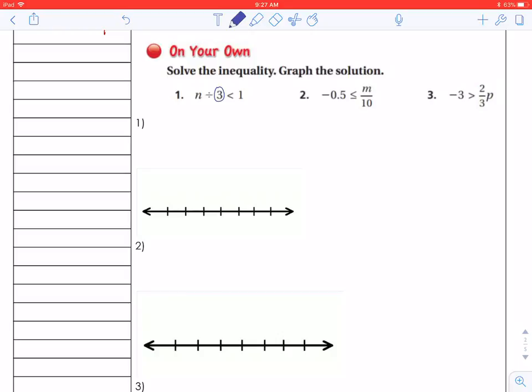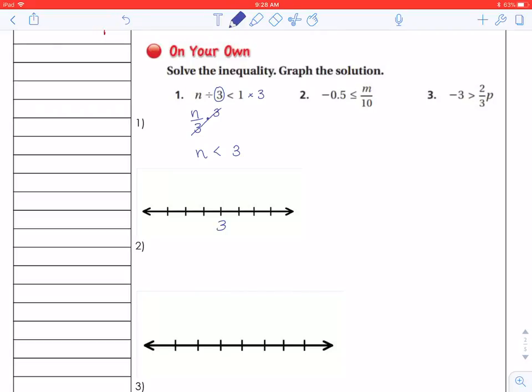So if this is n divided by 3, which also looks like this, then multiplying by 3 will cancel out the 3 on the top and the 3 on the bottom. 3 divided by 3 is 1, and leaves you with just n. The sign, because we multiplied by the same positive number, is going to still be a less than sign, and then 1 times 3, well, we all know what 1 times 3 is, just 3. And so for number 1, you should have solved that n is all values that are less than 3.